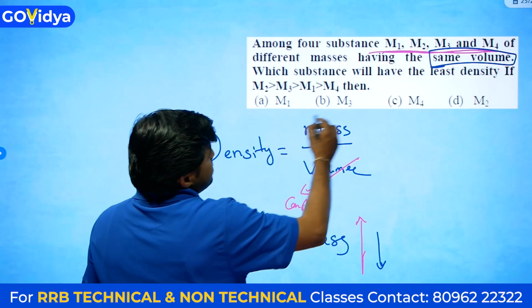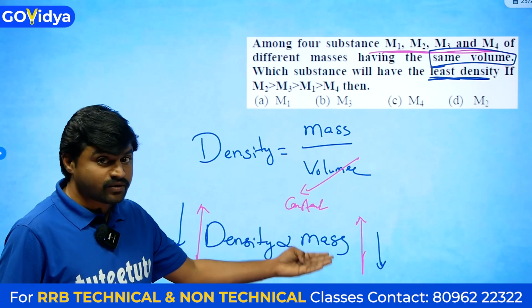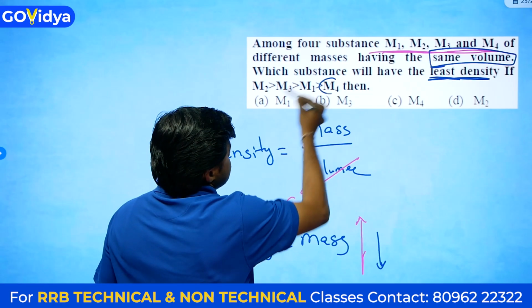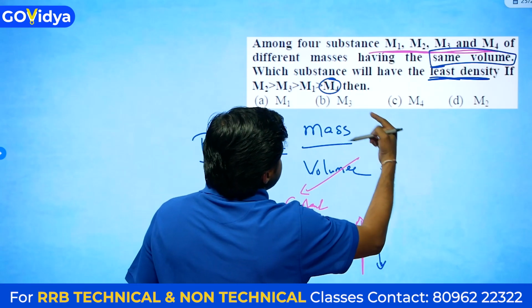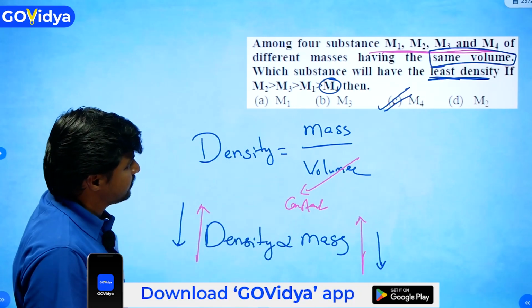Highest mass has higher density and lowest mass has lower density. In the question they are asking least density. Least density means lowest mass. The one with the lowest mass has the lowest density. M4 is the lowest mass, so M4 has the least density, and M2 has the highest density. Okay, next question.